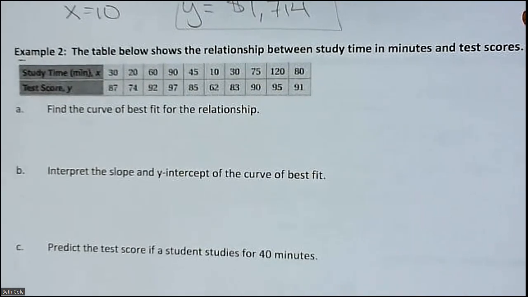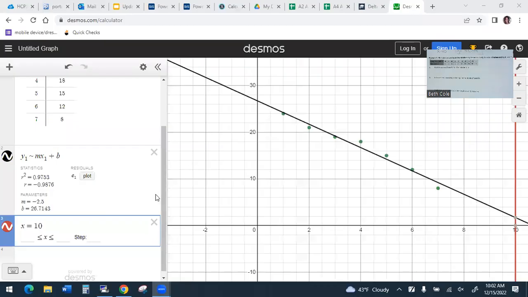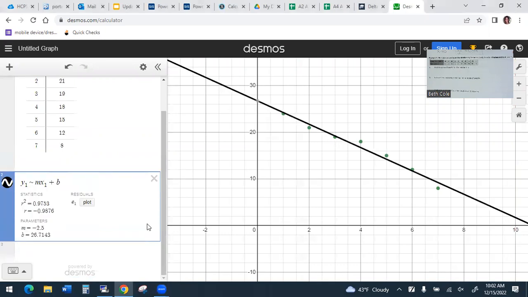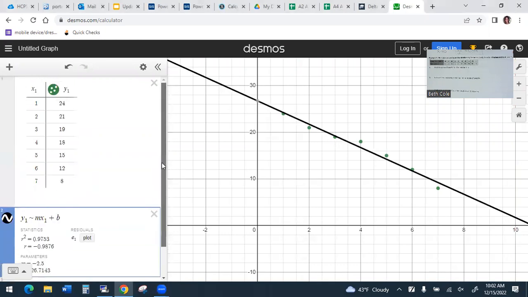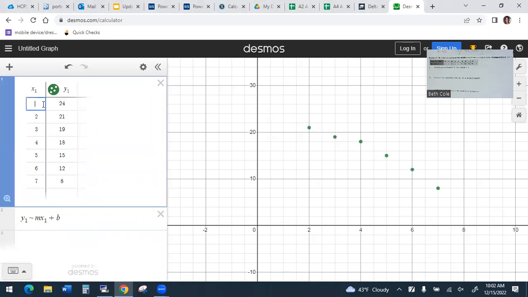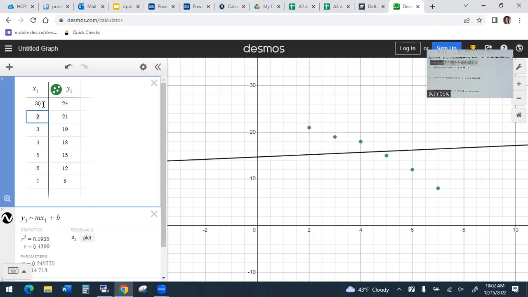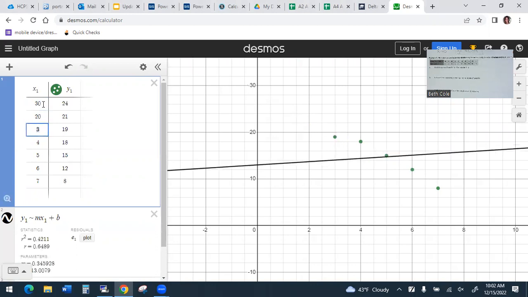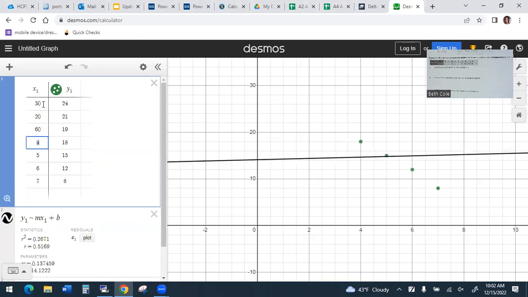So what you're going to do is go back to your Desmos. I'm going to X out this X equals 10. I don't need that anymore. So I got rid of that. And go back up here and change the data. And you can kind of just type over what's already there. So in the X's, you're going to put the study times. And then in Y, you're going to put the test scores.